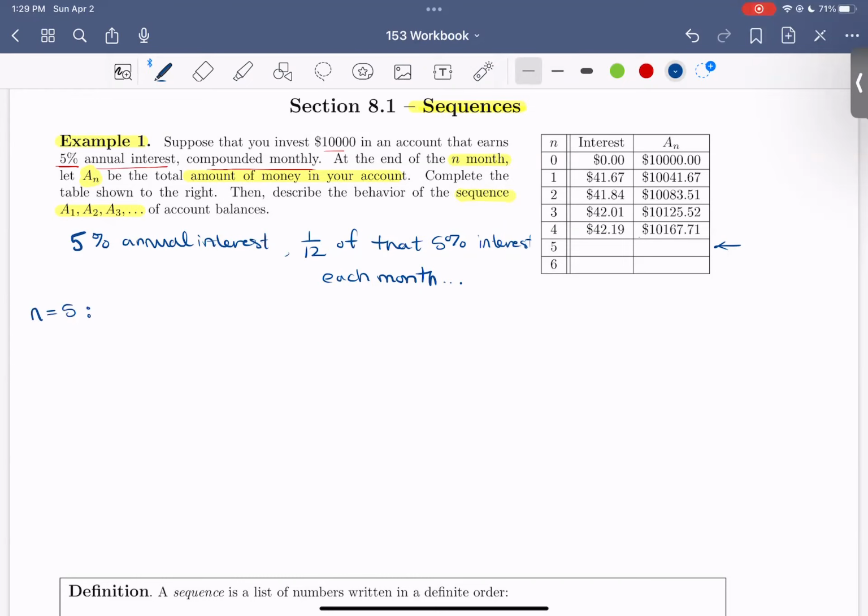So what we're going to do is start with the money in the account for that previous month. So we started with $10,167.71. And now at the end of that month, we're going to earn 5% interest divided by 12, because that annual interest is divided into the 12 months. So at the end of 1 month, we're going to earn 0.05 over 12 interest. So we multiply there to find the amount of interest, and we can just get out our calculator. You should be getting something like $42.37.